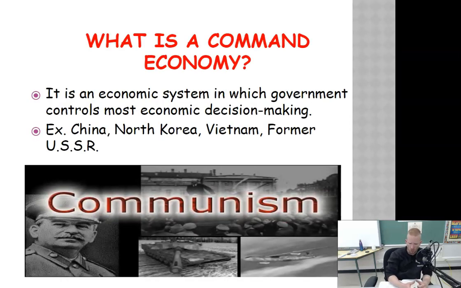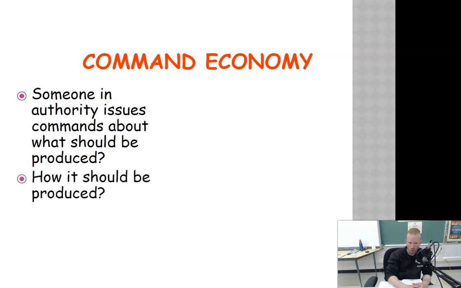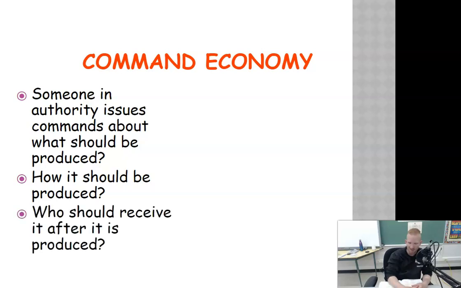So what is a command or planned economy? It's an economic system in which government controls most, if not all, economic decision making. Examples: China, North Korea, Vietnam, former Russia. North Korea and China are the ones where they decide what's made. In a command economy, someone in authority issues a command about what should be produced, how it should be produced, and who should receive it after it's produced.